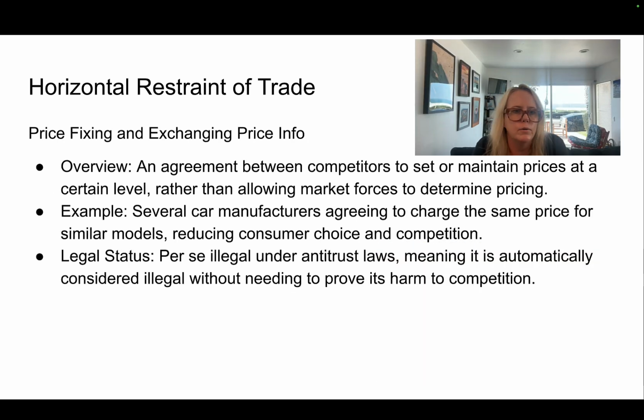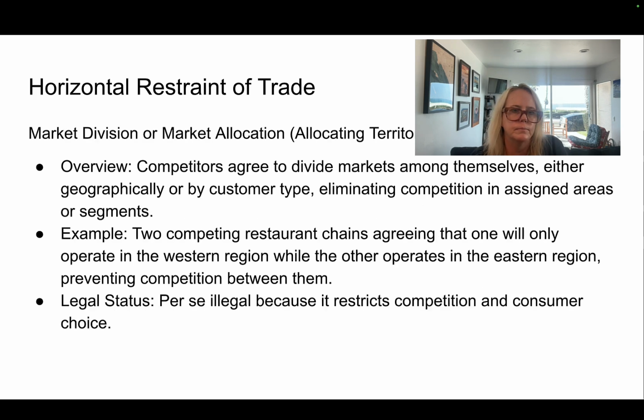So how do horizontal restraints of trade work? Many times you might have price fixing and exchanging price information. So two competitors agree to set or maintain prices at a certain level rather than allowing market prices to determine pricing. That would be a horizontal restraint of trade. Horizontal restraints of trade are illegal under antitrust laws. You don't have to prove harm to the competition. It is automatically illegal whenever two competitors get together and set their prices.